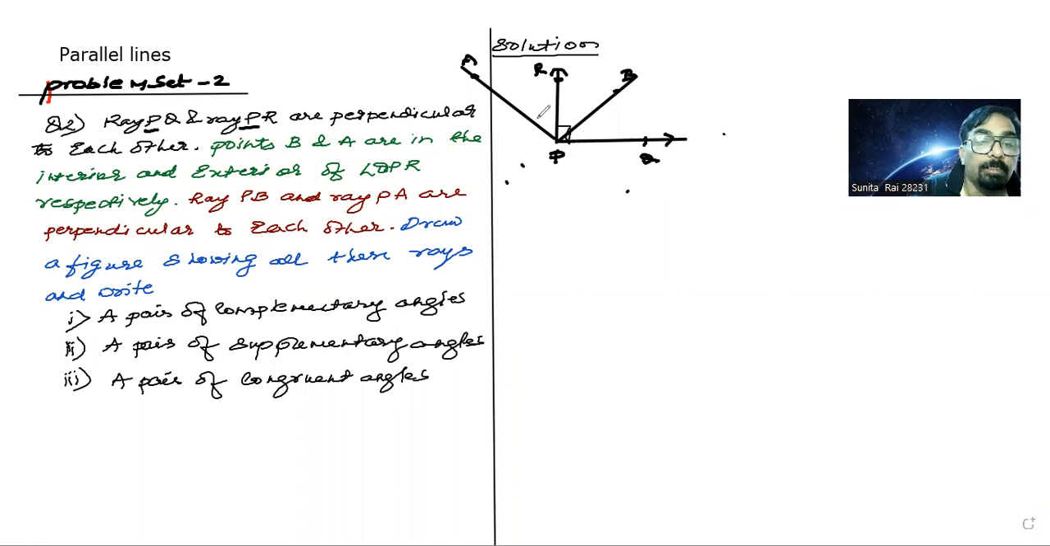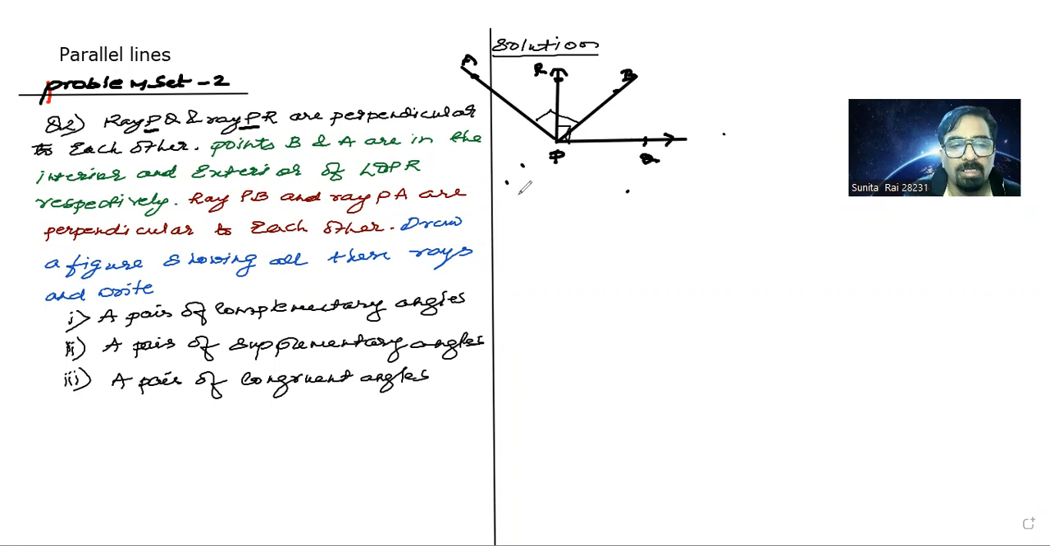And ray PR and ray PA and ray PB also make an angle of 90 degrees. Now what they want? They want you to draw this picture. I have drawn a picture, children. First part of the question, a pair of complementary angles. Do you know what we mean by complementary angles, children?